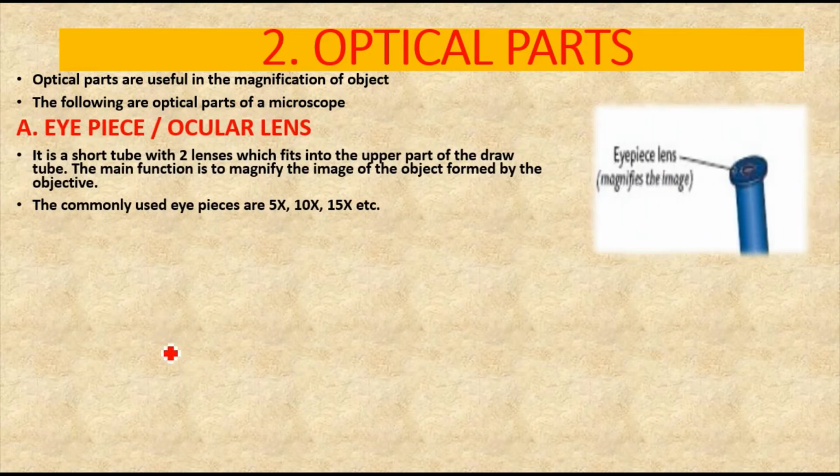So the first thing, the eyepiece. You can see this eyepiece is present at the topmost part of the draw tube. It is a short tube with lenses. It may have one lens; if it has one lens, we call it a monocular microscope. If it has two, we call it a binocular microscope.